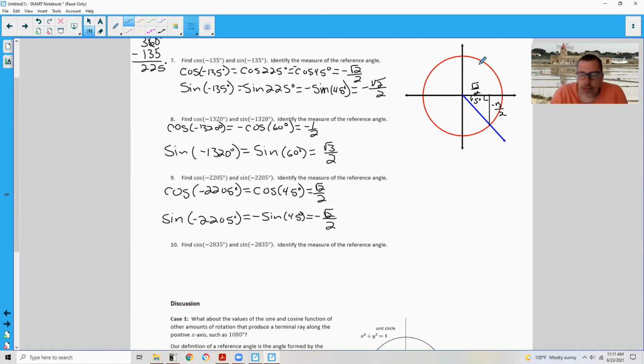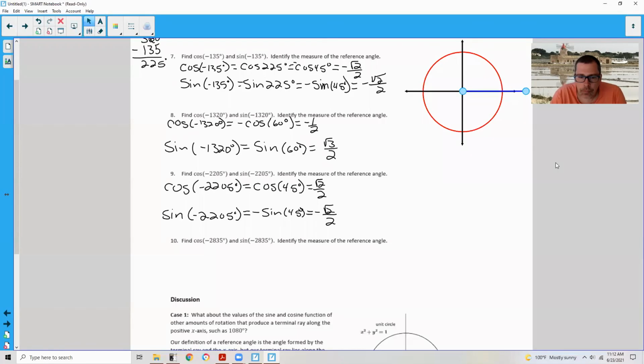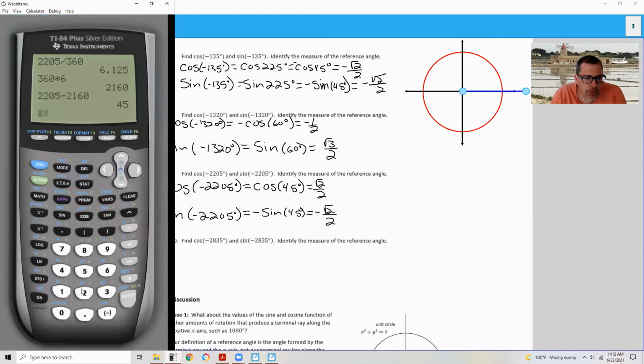All right, number 10. Okay, so now I want to find negative 2,835 degrees. So we do 2,835 divided by 360, and we get 7 full rotations. So I take 360 times 7, and the difference between 2,835 and 2,520 is my angle.